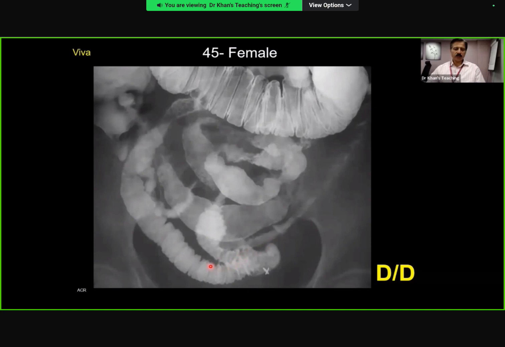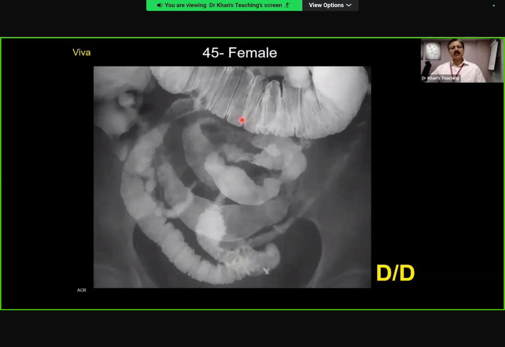Right. And what do you think about this loop here? Is there a bit of mucosal thickening? Yes, there is mucosal thickening there, yeah. Right. And what is happening here? Is there a bit of obstruction? Yeah, proximally the loops are dilated as well.